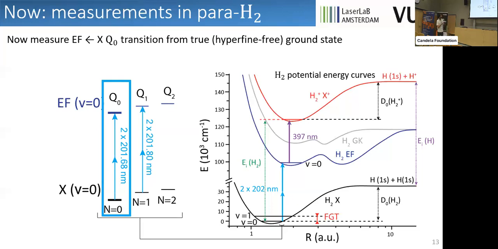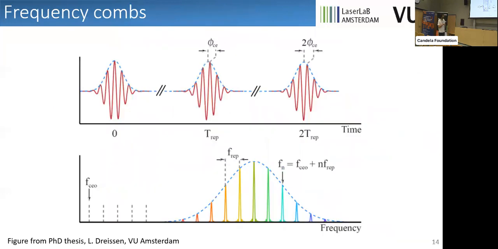So we did the measurement of now the rotationless Q0 transition, also around 202 nanometers, to the EF state. Before I talk about how we do it, I have to say a few words about frequency combs because we use them in a different way than most groups that do direct frequency comb spectroscopy.